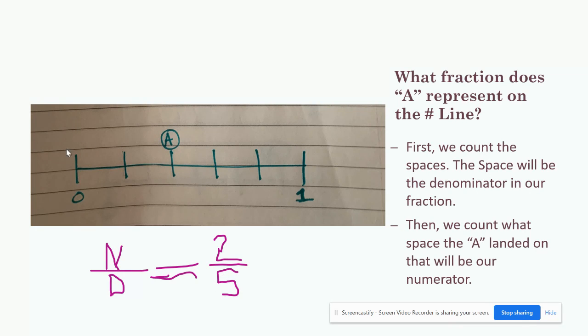So if I was to ask you this on your assignment, what does the A represent? You would start off by counting the total pieces that this number line was divided into. And then you would say, oh, but the A has landed in 1 and 2. So it would be 2/5. Okay, let's try another one.